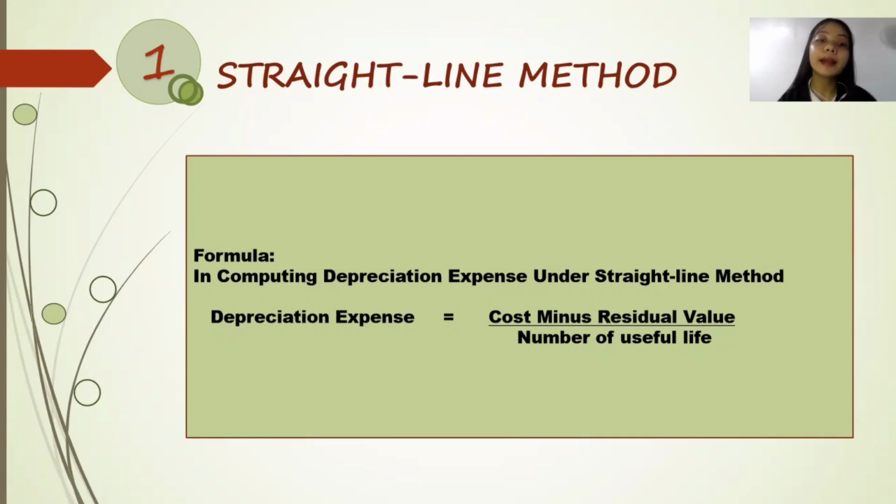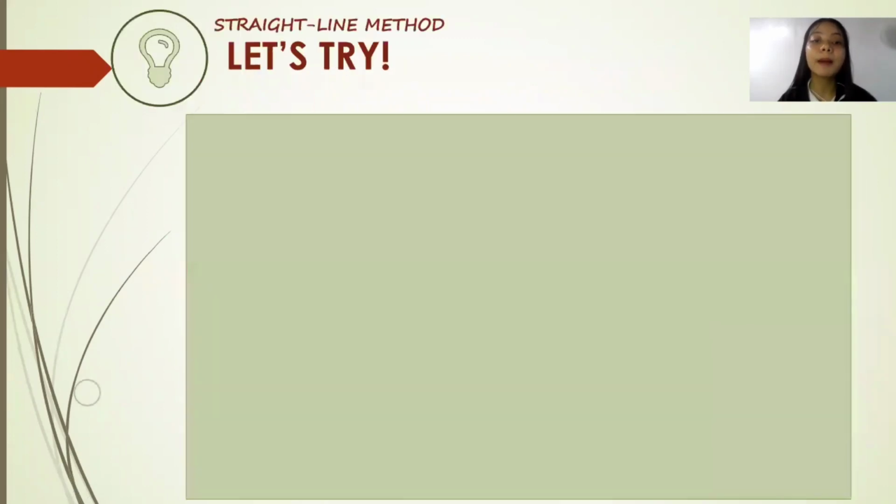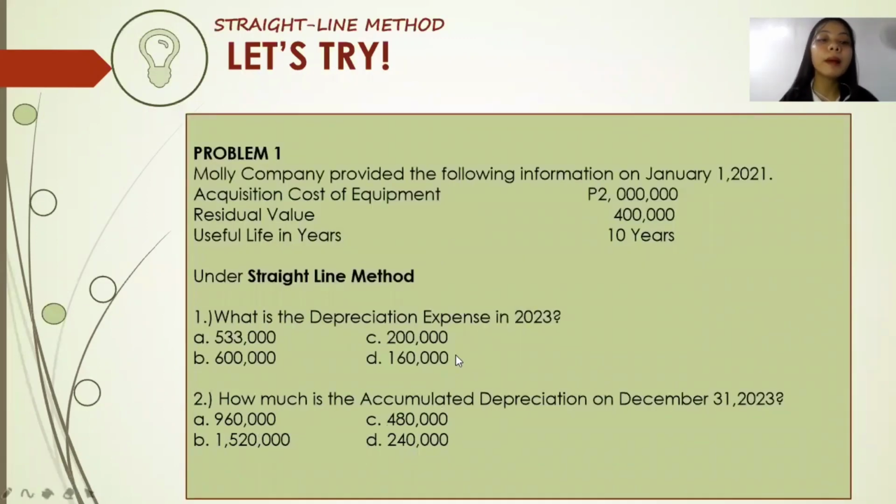So, para natin maintindihan pa, try natin sa problem. Sabi dito, problem 1, Molly Company provided the following information on January 1, 2021. So, acquisition cost of equipment, 2 million. Residual value, 400,000. Useful life in years, 10 years. Under straight line method, tinatanong, what is depreciation expense in 2023? Number 2, how much is the accumulated depreciation on December 31, 2023?